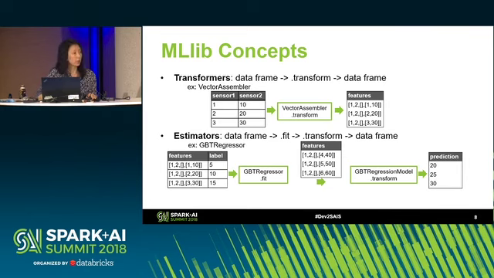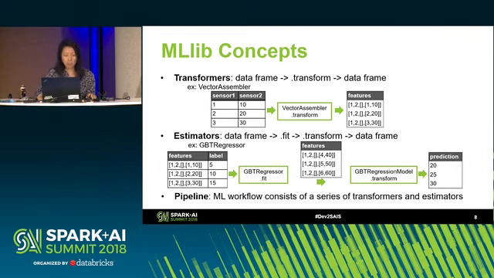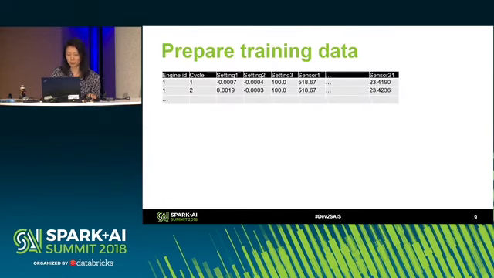transformation is the prediction. And finally, a pipeline is just a series of transformers and estimators chained together that describes your machine learning workflow. So now let's see how we can implement this example in Spark. So first we need to prepare our training data.